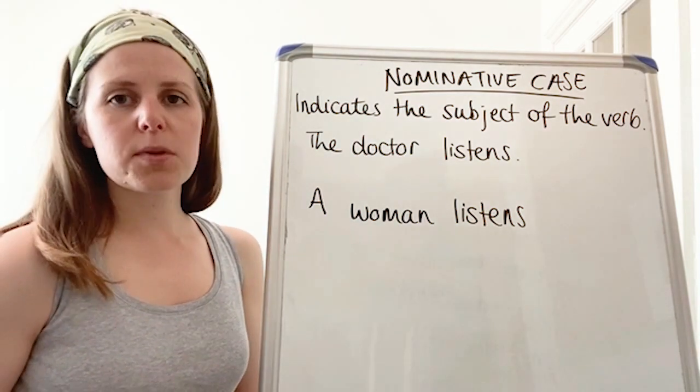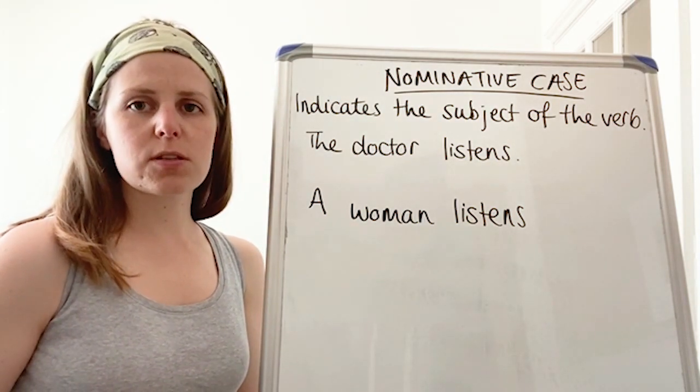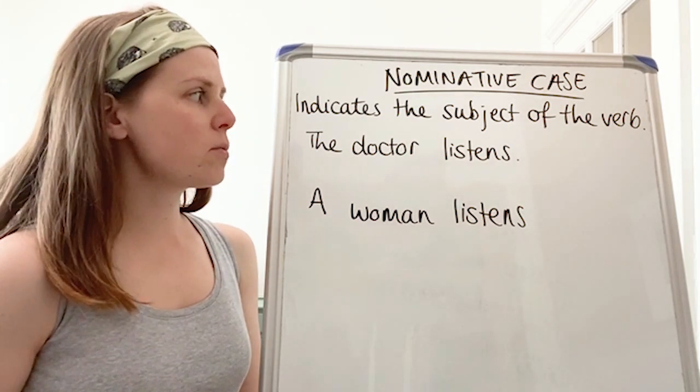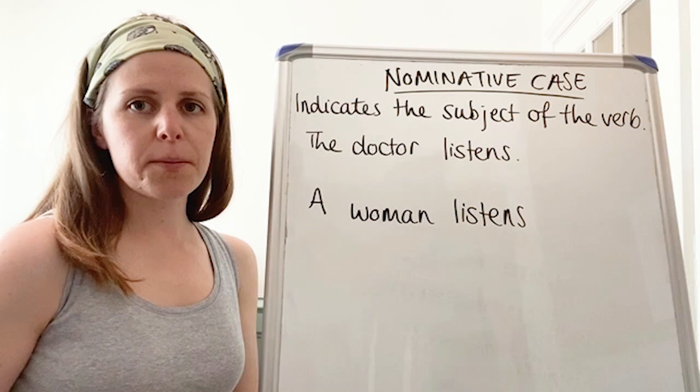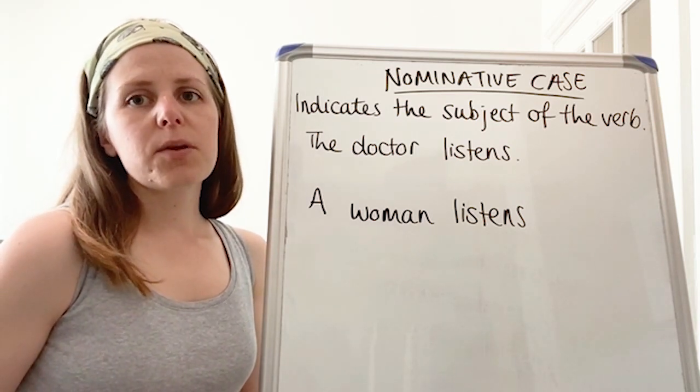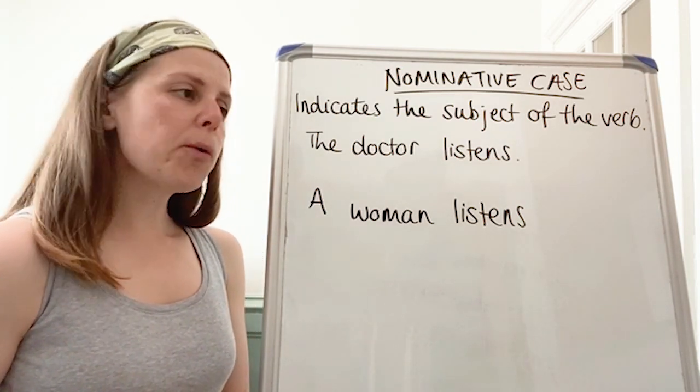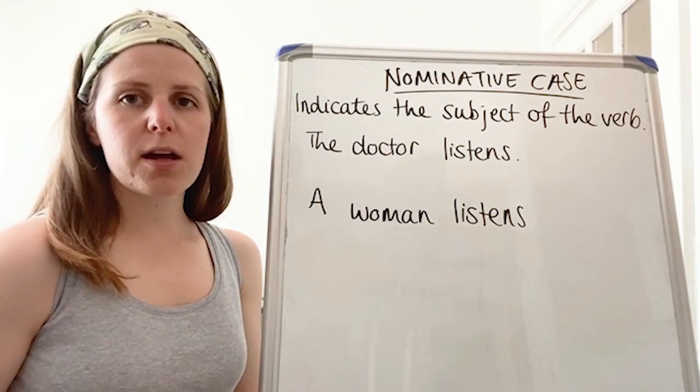So remember that the nominative case shows us the subject of the verb. So first of all, we need to find the verb in each of these sentences. So pause the video and have a look. Okay, and now we need to find the subject. So who or what matches up with that action of the verb?